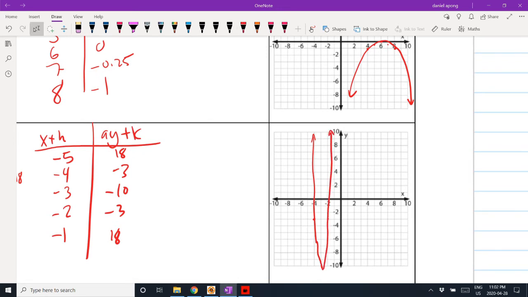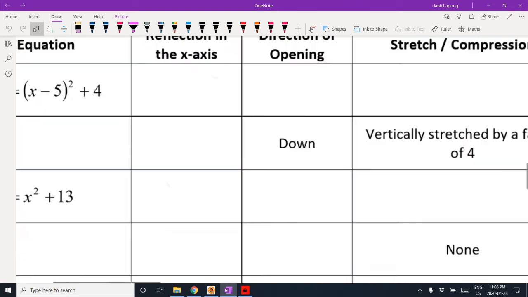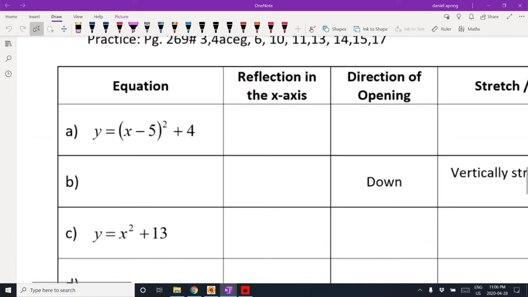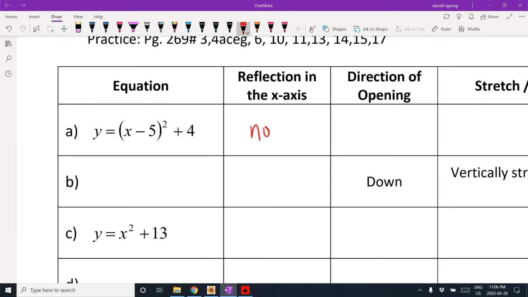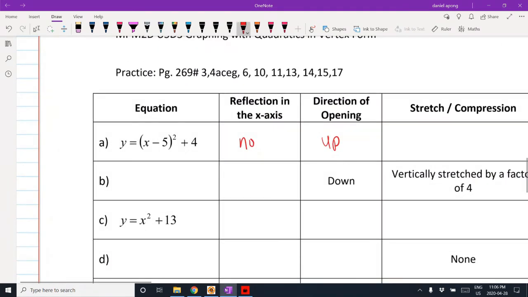And that is it. It's time for the bonus round. So we're just going to practice here, reading our equations and writing equations from the information that's given. So let's look at A here. Is there a reflection on the x-axis? No, because A is positive 1. Okay, which way will it open? Because A is positive, it's going to be up. Is there stretch or compression? Since A is 1, there is none.